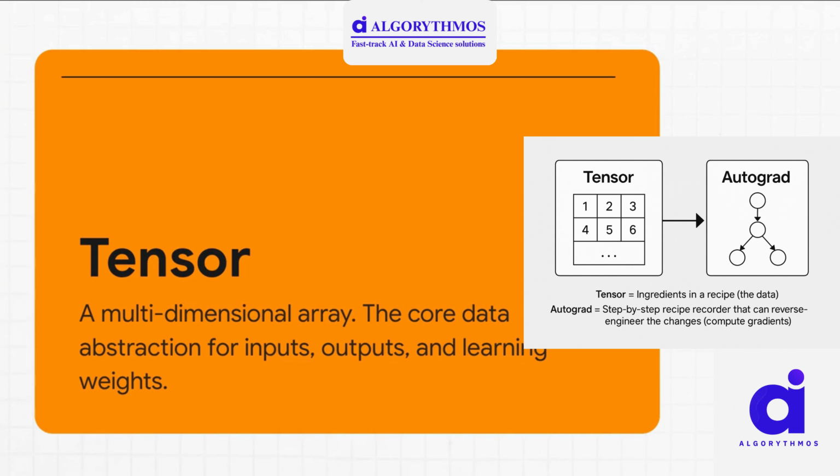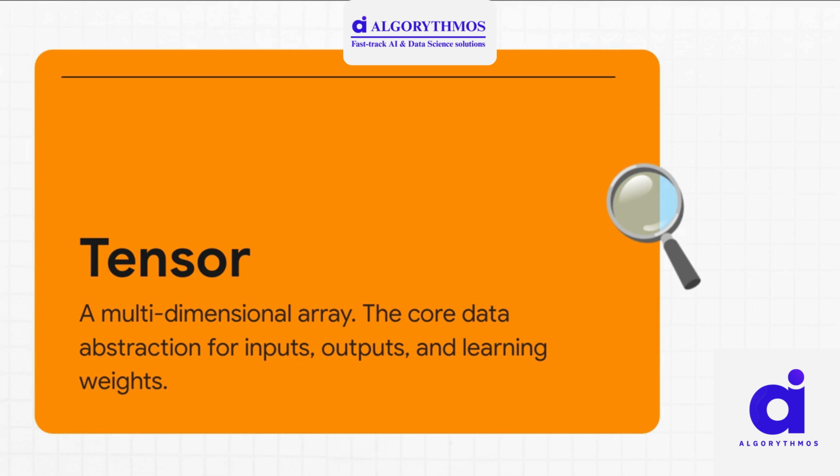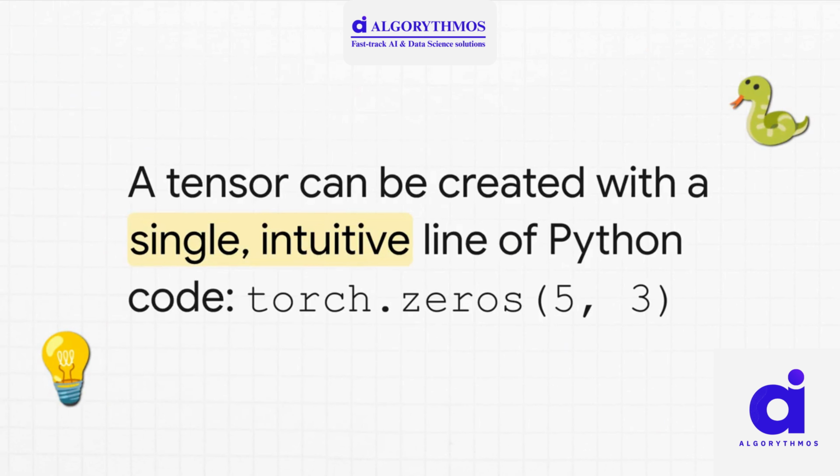First up, tensors. So what the heck is a tensor? At its simplest, you can just think of it as a multi-dimensional array. A list, a grid of numbers, a cube of numbers. But it's got a bunch of extra bells and whistles. It's like a standard array that went to the gym and got totally ripped. This is the fundamental data structure for everything in PyTorch. Your inputs, your outputs, your model's weights, and it's built to be blasted over to a GPU for some serious number crunching speed.